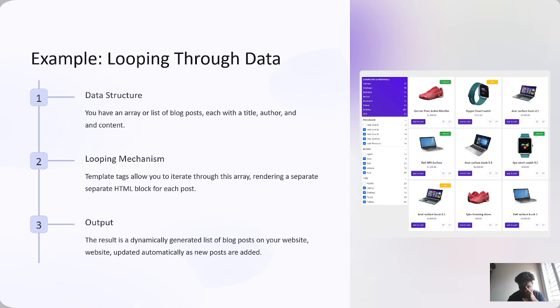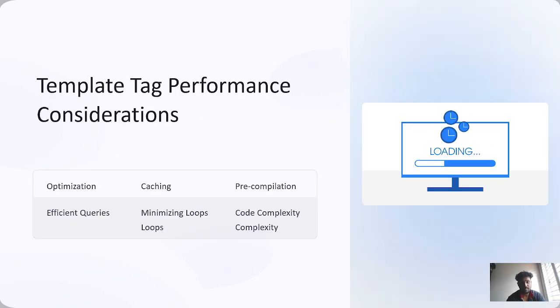The website updates automatically as new posts are added. This is looping through data, where the looping mechanism allows you to iterate through the array and render separate HTML blocks for each post. Template tag performance considerations: optimization, caching, and pre-compilation. In optimization, efficient queries. In caching, minimizing the loops, and pre-compilation, code complexity.